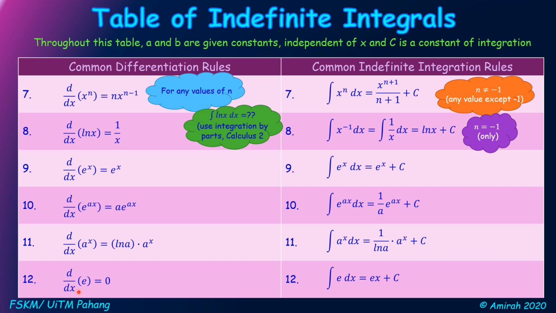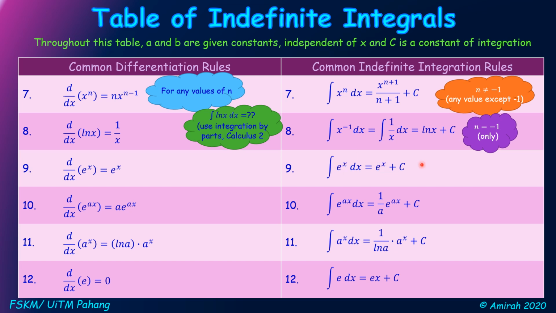When we differentiate e, we will have 0 here, because e means the constant 2.718 something. But when we integrate e dx, we will have ex plus c. When we integrate e only with respect to x, we have e times x plus c. But when we integrate e to the power of x, we have e to the power of x back.